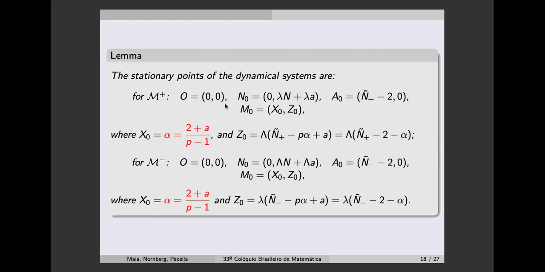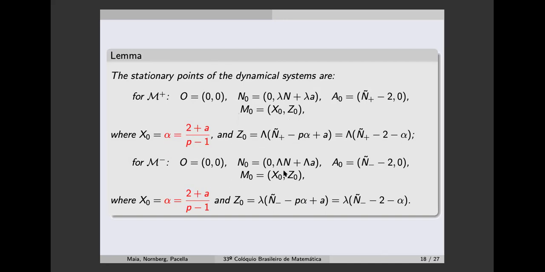(0, 0) is a stationary point. Then we have N0, which is in the vertical line of the first quadrant. A0 is in the horizontal line, and M0 is a point with entries not 0, x0 and z0. x0 is alpha, 2 plus a, p minus 1, and z0 is the sum of this number and depends on p, which is going to move the point M0 depending on p.